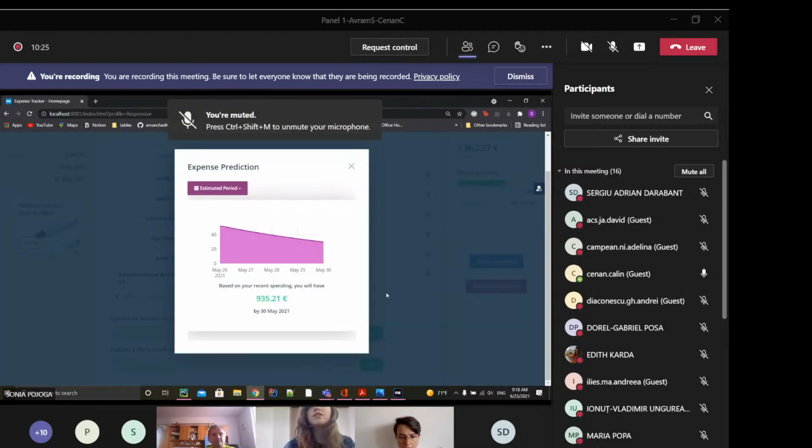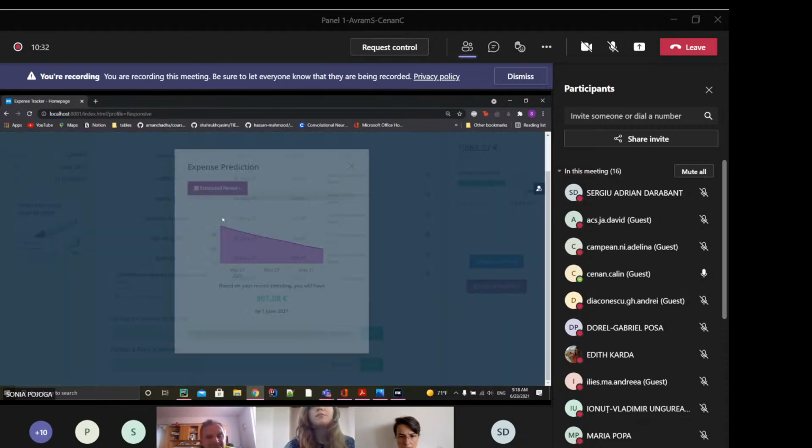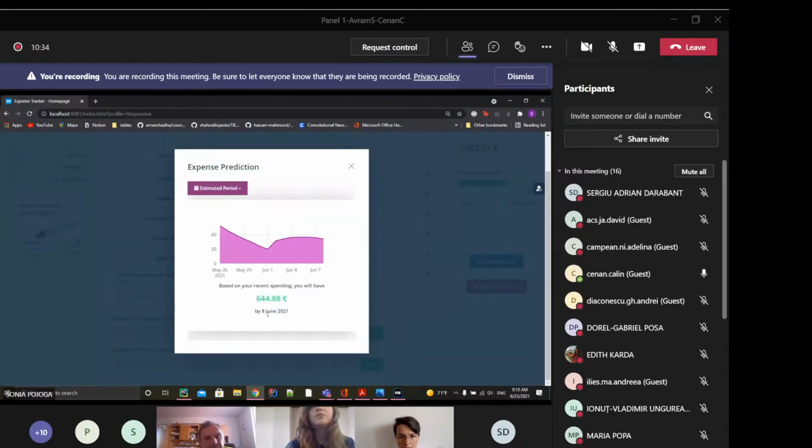And the expense prediction, this is the estimated amount the user will have by the 30th of May, which is the end of the budget. But we can pick 1 week ahead, in 2 weeks, how much they'll have, and in 1 month.